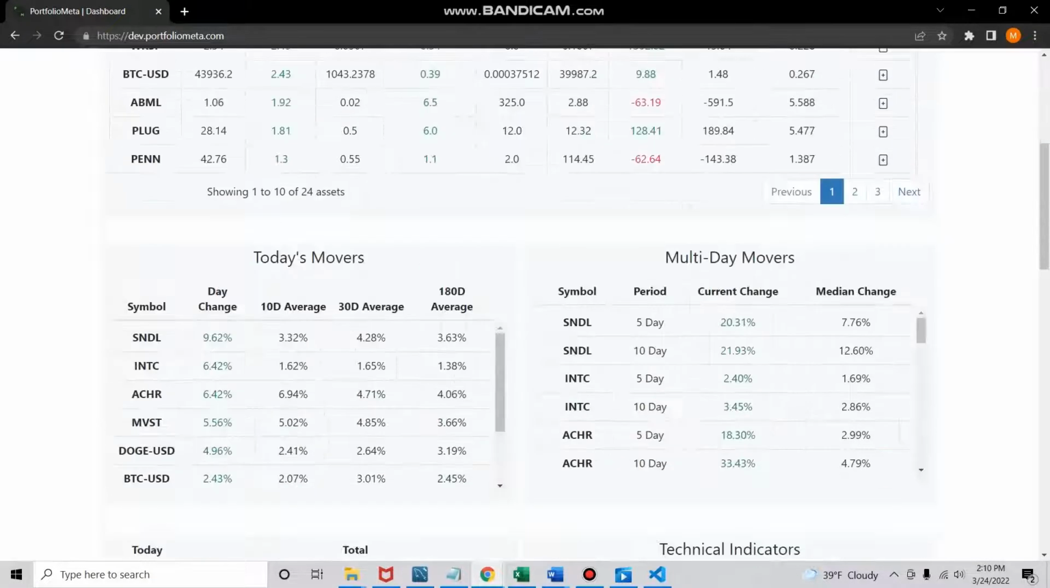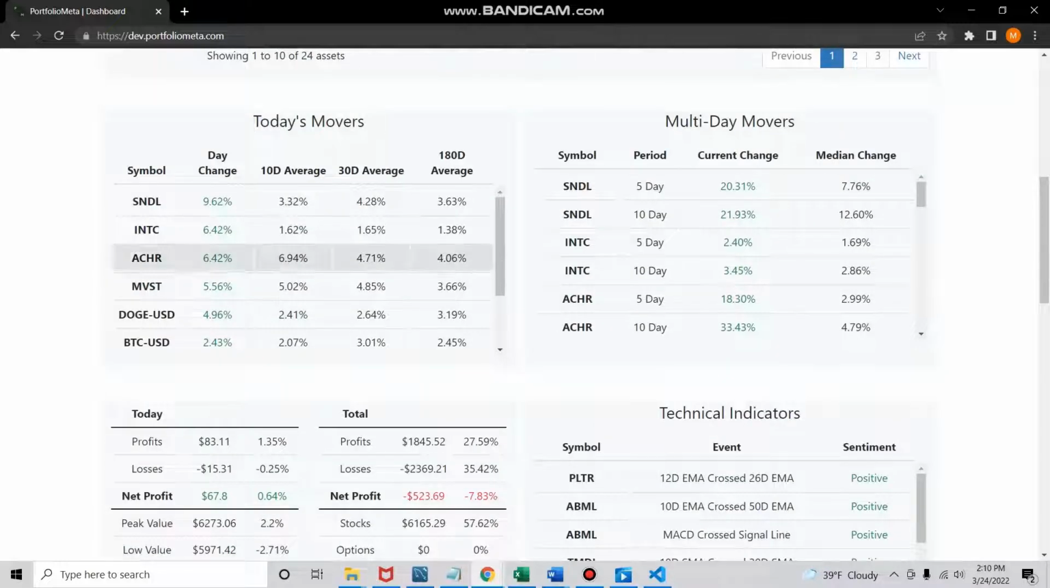All right, so moving on to down here. Right here, it shows today's movers. So basically, it shows all the stocks in your portfolio or cryptocurrencies or ETFs or options that are outliers today, that have been moving a lot today based on how much it usually moves every day. Based on several different averages, the 10-day average, the 30-day average, and the 180-day average. So Intel's having a good day today, very volatile compared to its historical averages.